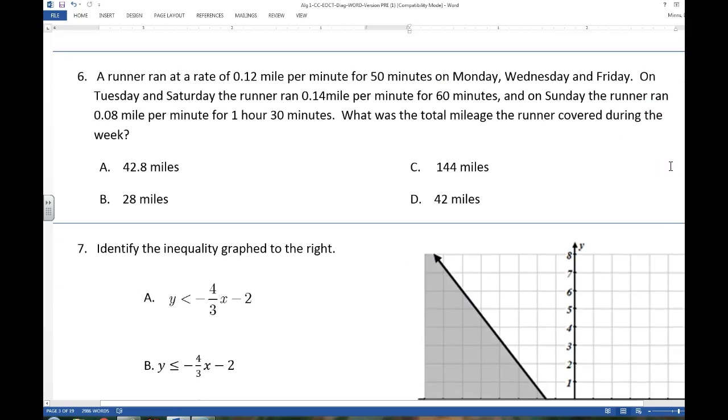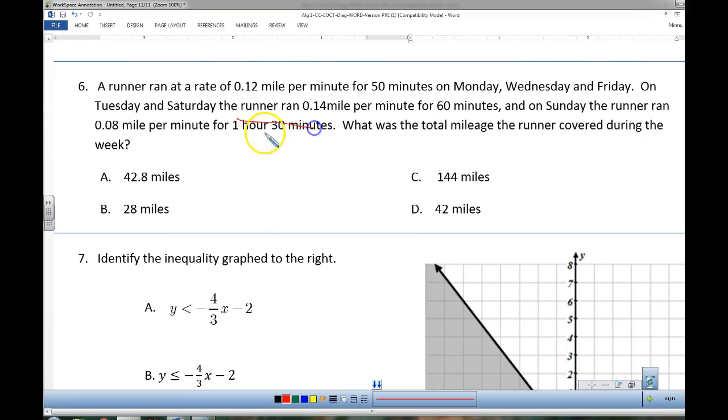A runner. Okay, we got a runner running 7 days. 3 days, Monday, Wednesday, and Friday, he ran at a rate of 0.12 mile per minute for 50 minutes. On Tuesday and Saturday, he ran 0.14 miles for 60 minutes. On Sunday, the runner ran 0.08 miles for 1 hour and 30 minutes, and we're doing everything in minutes. So this is 1 hour and 30 minutes is 90 minutes. What was the total mileage the runner covered during the week?